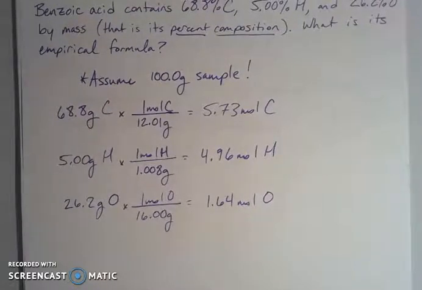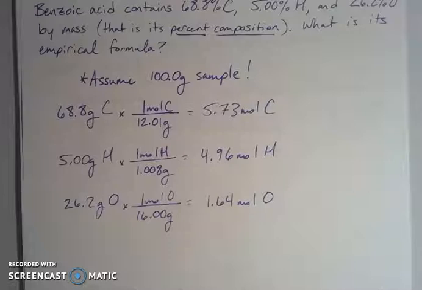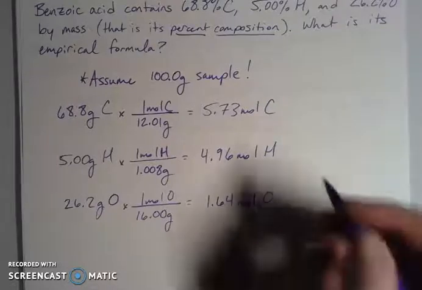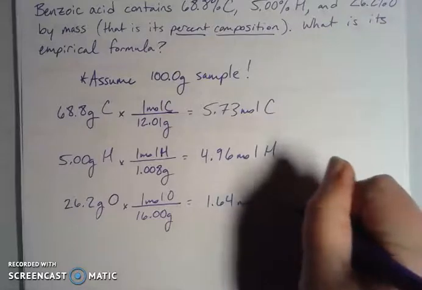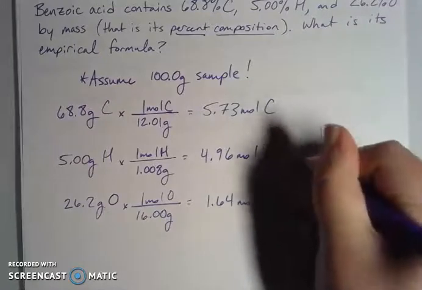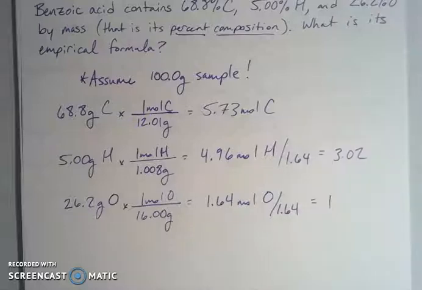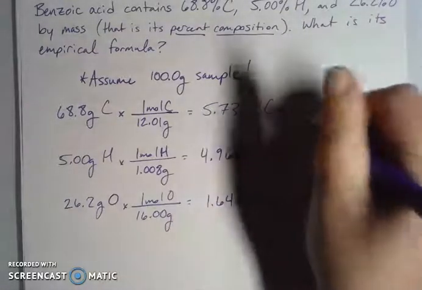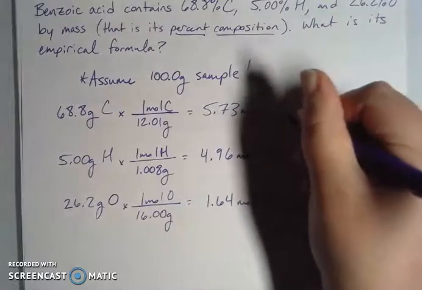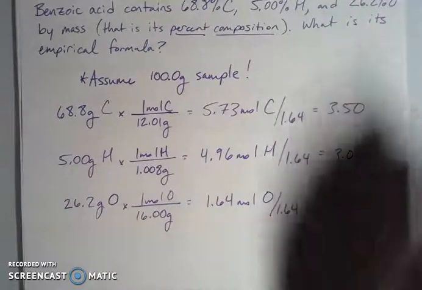Now what's my next step? If we think about what we did for the sulfur and the oxygen, I looked and saw which one is the smallest. I need to normalize all of these numbers to that one. So the smallest number here is my number of moles of oxygen. If I divide my moles of oxygen by 1.64, that will give me my 1. If I divide my moles of hydrogen by 1.64, that gives me 3.02. And if I divide my moles of carbon by 1.64, again normalizing all the way down, then we get 3.5.